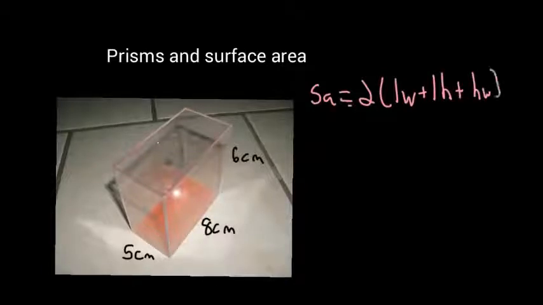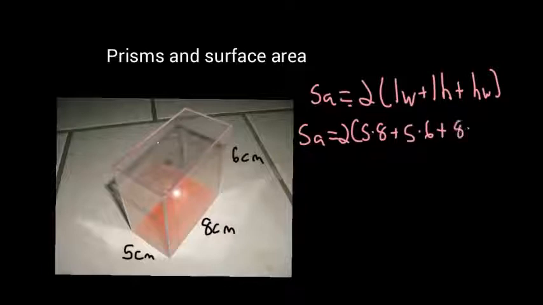So what you're doing here is taking each of those numbers and multiplying it by the other number, adding them together, and then multiplying it by 2. So our surface area would equal 2 times 5 times 8 plus 5 times 6 plus 8 times 6. So we can start working this out.